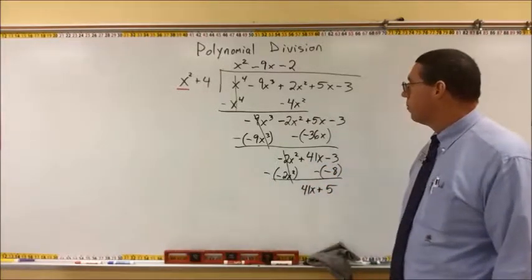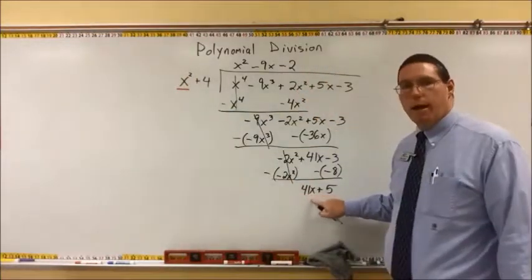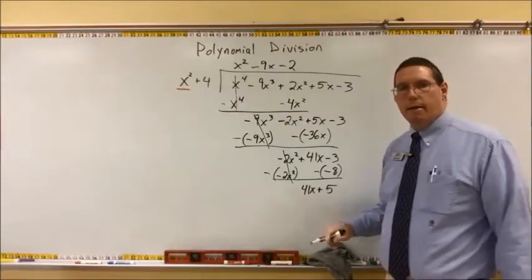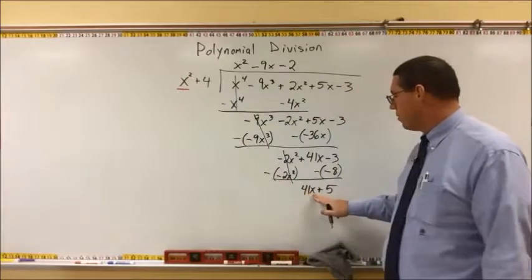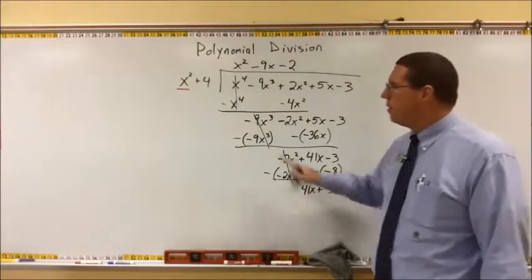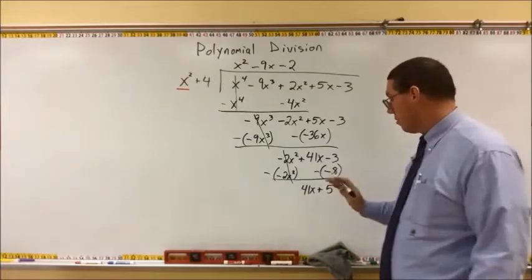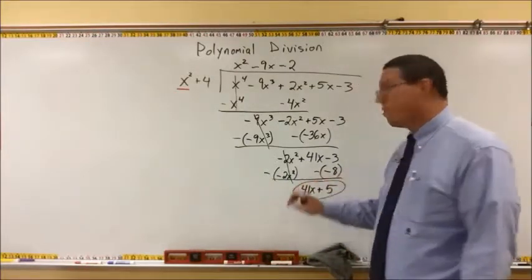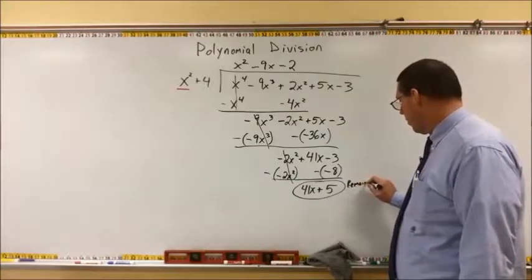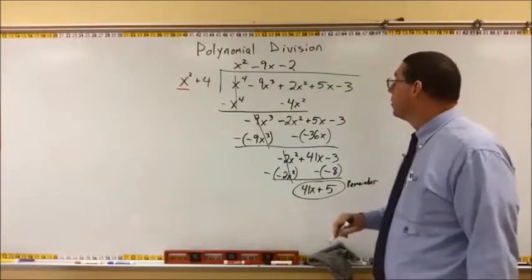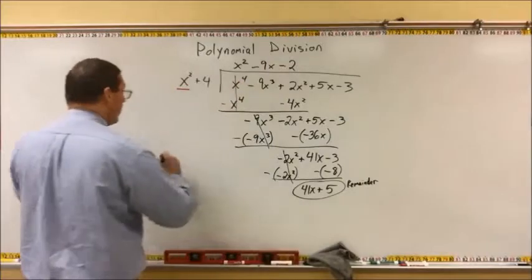Now here's what I want to point out. You can't divide x squared into 41x and get something that you can put up here, because there aren't any x squares in here. It'll cancel this x, and the divisor will still have a portion of it remaining. So here's what we do. This is the remainder. All right? And our final answer will be what you see up here.